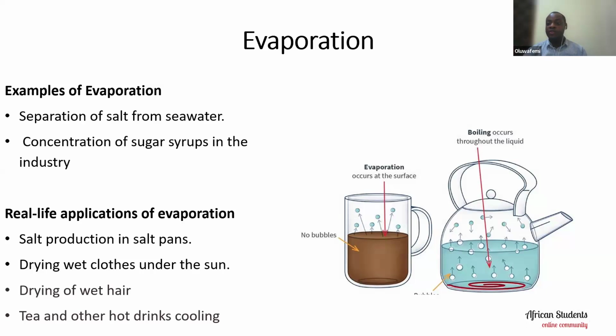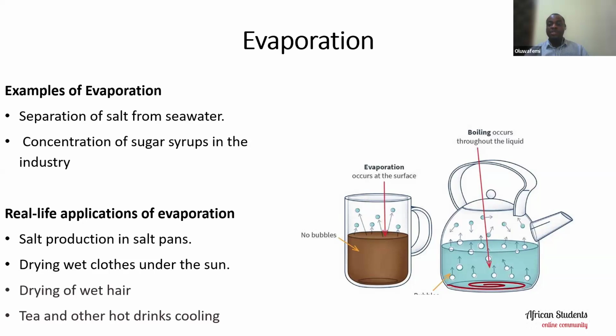Tea and other hot drinks cooling down. You just get your hot tea and you put it down, and after a while, you discover that the steam keeps going up, and then there's an exchange. Cold air exchanges with the hot air and goes off like that, and before you know it, the drink becomes cold. These are practical examples of evaporation.